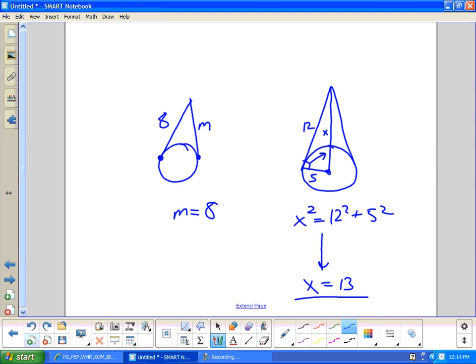Those are the problems. You need to try to practice a few of them and use the examples. And again, this is tangent lines combined with circles.